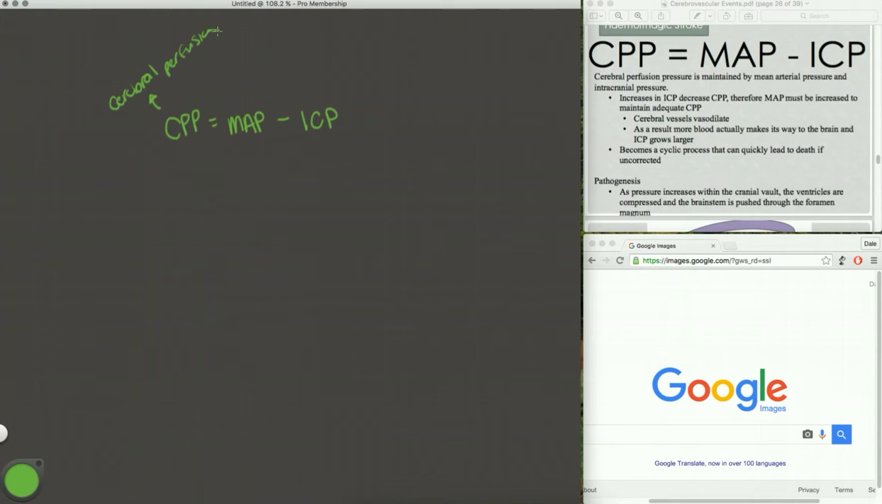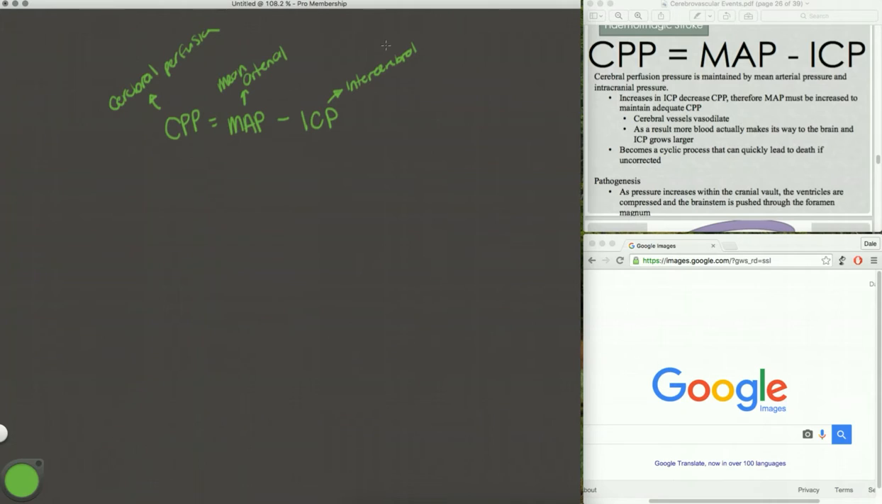So cerebral perfusion. We have our MAP, which is our mean arterial pressure, which is really just our arterial blood pressure, or the amount of pressure we have in our arterial system. So this is our mean arterial. And then ICP is our intracerebral pressure, or the amount of pressure that we basically have on our brain. So you can see that this is written in equation form.